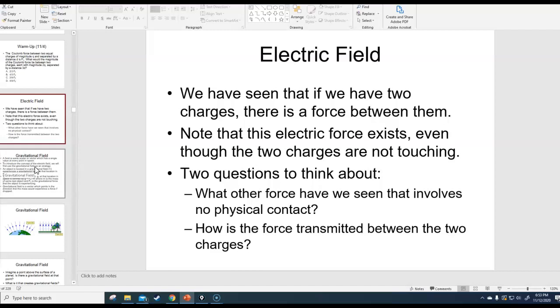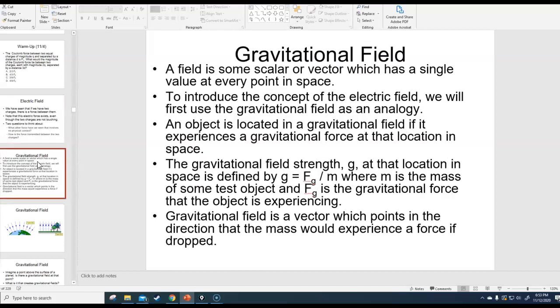Now, the concept of the field, by the way, is kind of an abstract thing, so I'm going to do my very best to explain it. Please feel free to ask questions if you have any. We're going to start by talking about the gravitational field, and then switch back over to the electric field, because gravity is something that maybe is a little bit more relatable to people.